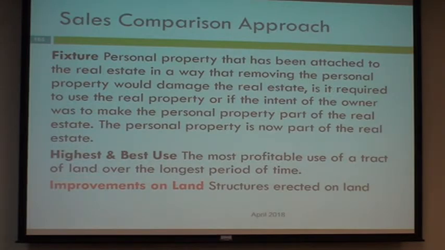Fixture, that we discussed a little bit yesterday. We said personal property is attached to real estate in a way that removing it would damage the real estate. It is required to be part of the real property. But yet, if the intent of the owner was to make the personal property part of the real estate, personal property is now part of the real estate. But you could have fixtures that are removable without damaging the real estate. We had a court case one time on some gas pumps. At appellate court, they ruled it was part of the real estate. We still don't tax them that way, okay? But it was just the appellate court ruling. You get a bunch of lawyers together, you never know what's gonna happen, okay?